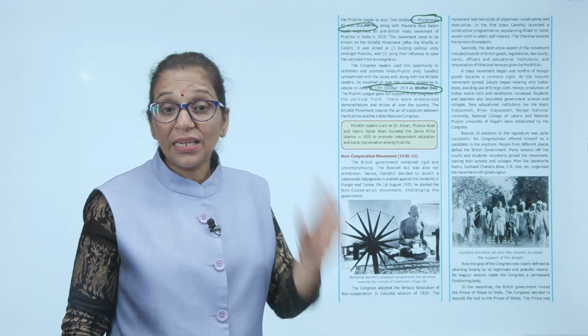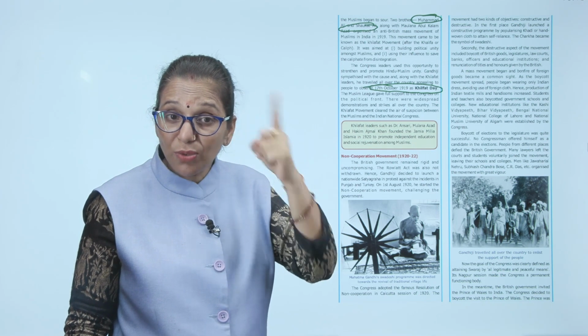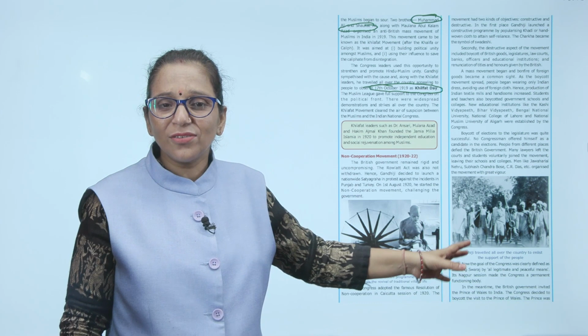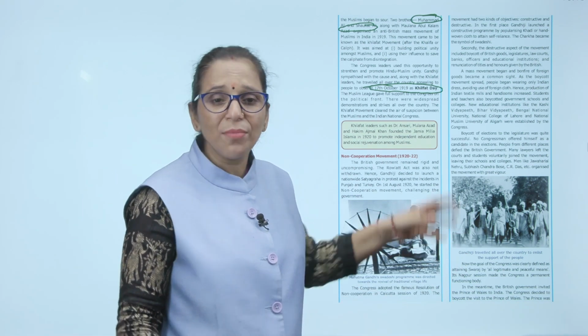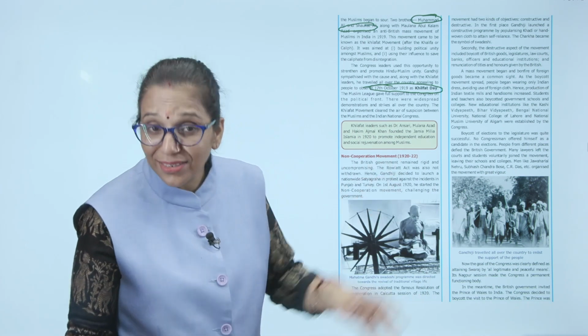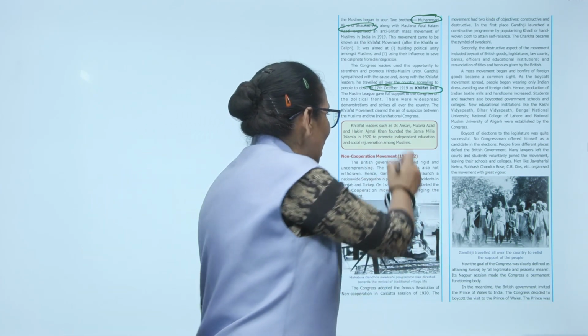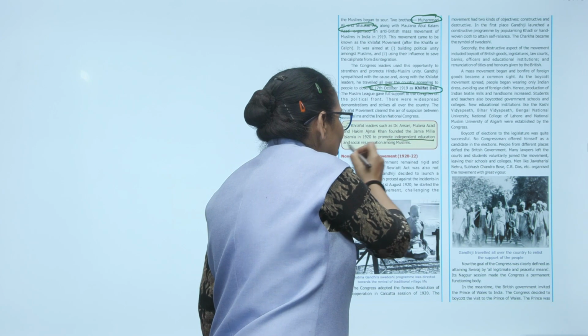The Khilafat movement cleared the air of suspicion between Muslims and the INC. So Khilafat leaders such as Dr. Ansari, Maulana Azad, Hakim Ajmal Khan founded the Jamia Millia Islamia in 1920 to promote independent education and social education among the Muslims.